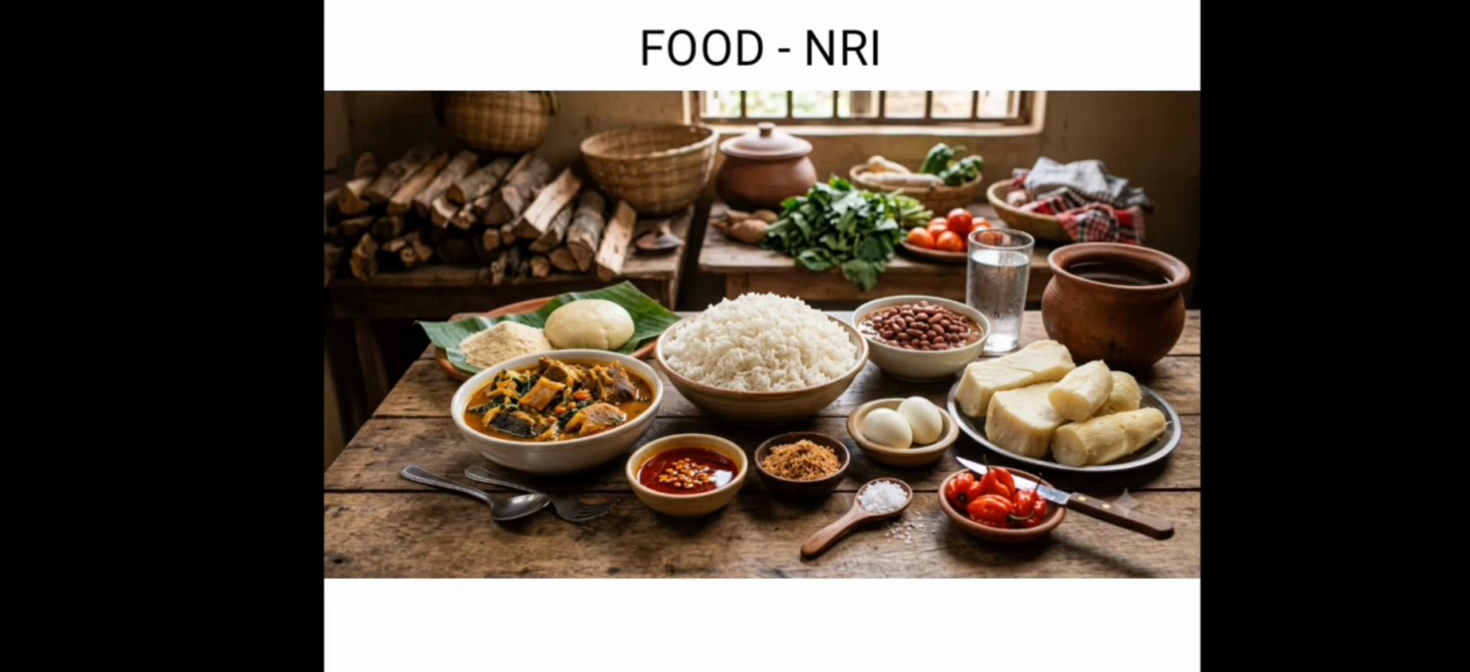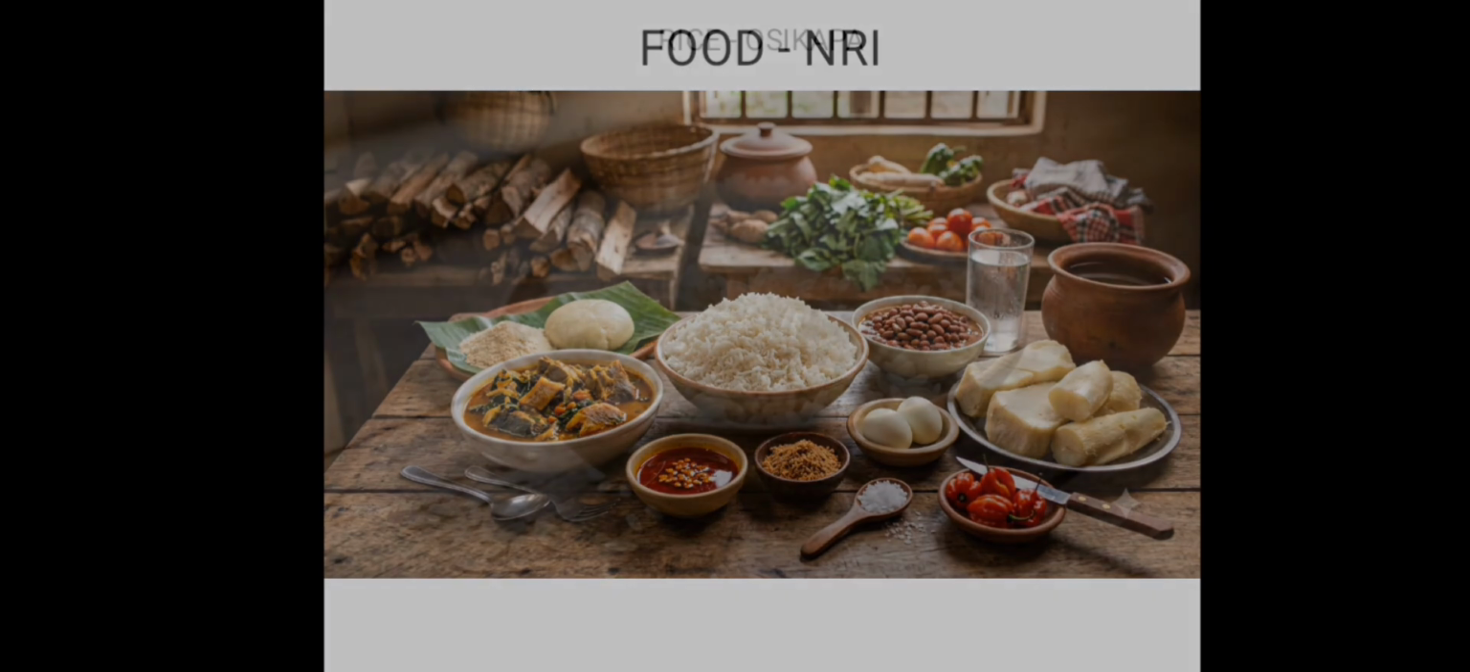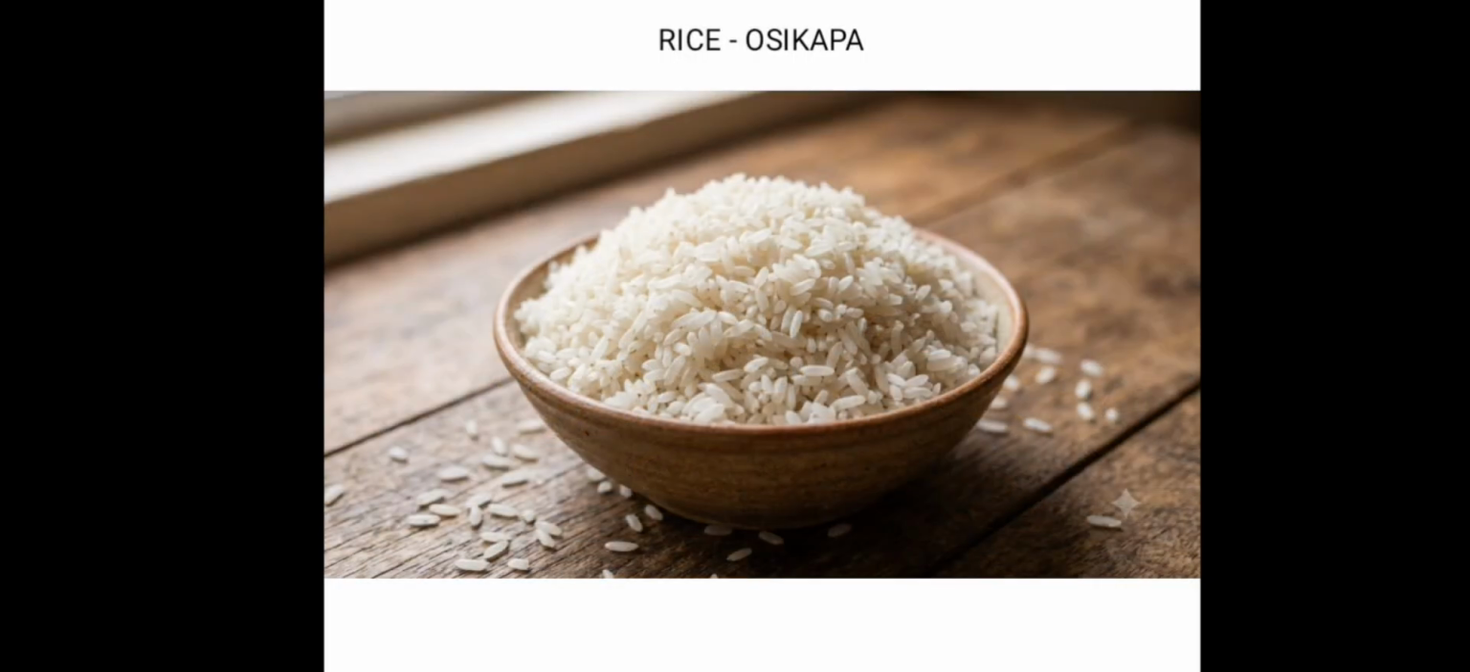In Igbo, food is called nri. Nri. Say it after me. Nri. Again. Nri. Good job. Next, we have rice. In Igbo, rice is called osikapa.